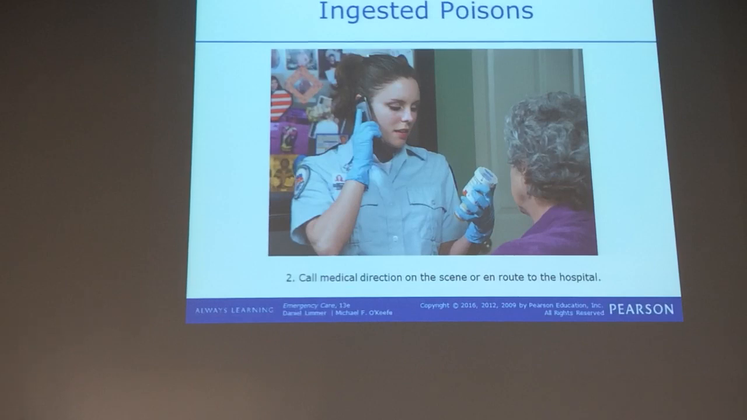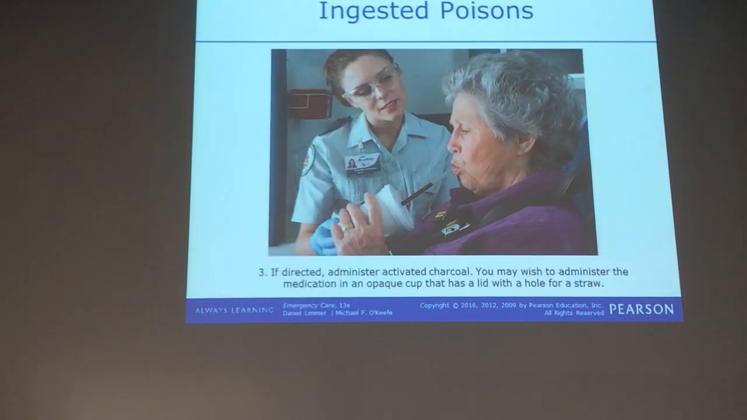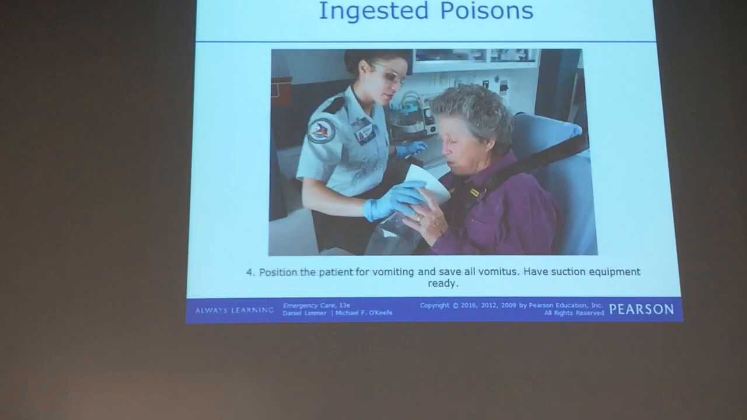Call poison control, making sure that they're aware of what this patient's ingested or injected, or however they've got it. They're going to give us the correct idea on what to do. In this case, administer activated charcoal. You can put it in an opaque cup that has a lid with a hole for a straw. That way they don't have to look at it because it kind of looks a little nasty. But in our system, we don't use activated charcoal. You may in whatever system you go to. And then we have to position the patient for vomiting and suction the vomitus, and have suction equipment available. So it's going to induce vomiting, and we need to be aware of that and be ready for them to puke, okay?